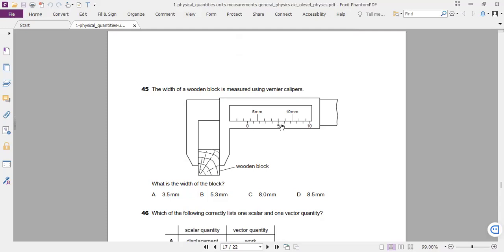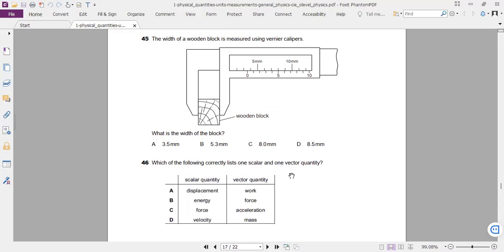And then we have number 5 perfectly joining. So we will multiply 5 with 0.01 plus 3. So something like this will give you the reading width of the block. Let's see how you do, and then we will correct you if you are wrong.